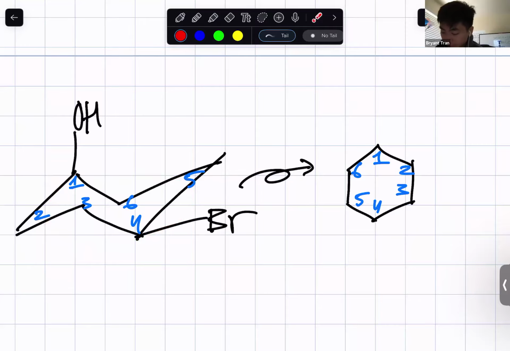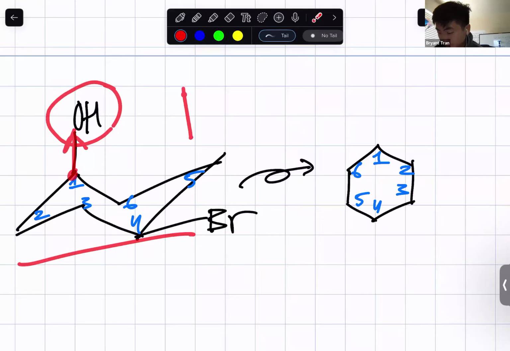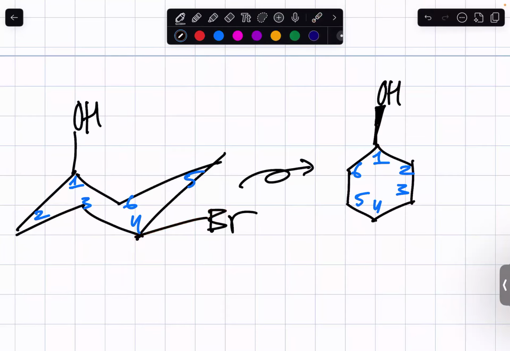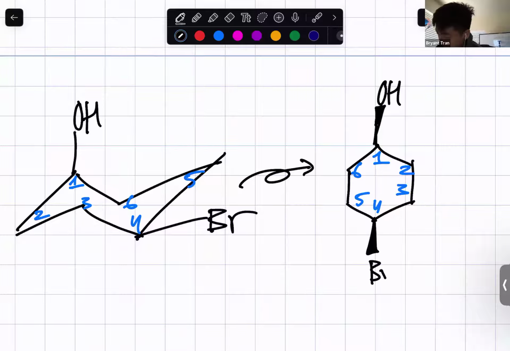What matters the most is you stay consistent with the numbering. For example, because I numbered it this way, at number one, we see an alcohol going up. Let's say up is going to be wedge, and down is going to be dash. So because the alcohol is going up on one, I'm going to draw a wedged alcohol on carbon one like that. And we see on carbon four, we also see a bromine going up equatorially. Equatorial, so that's going to be a wedge as well, like that.